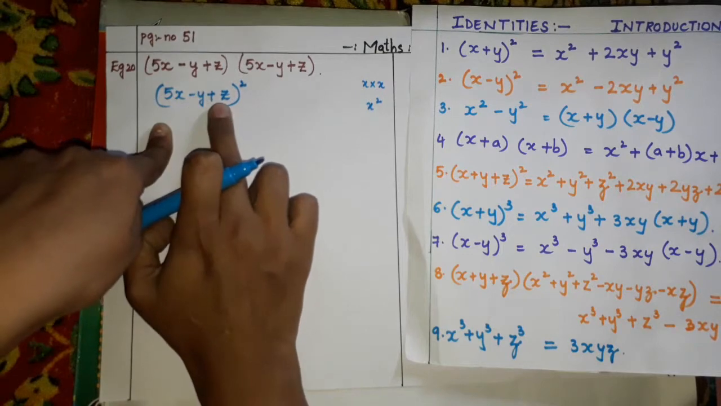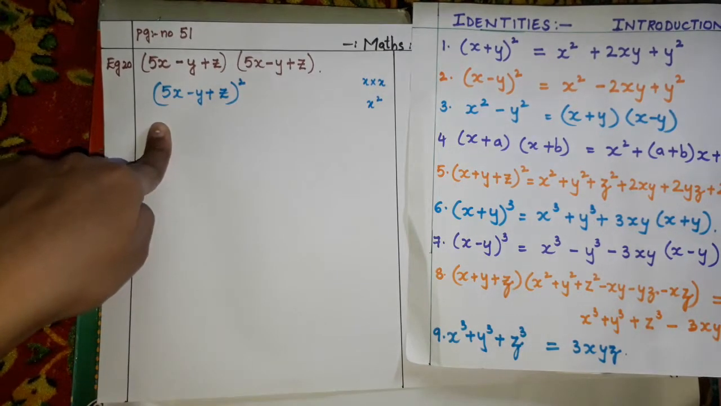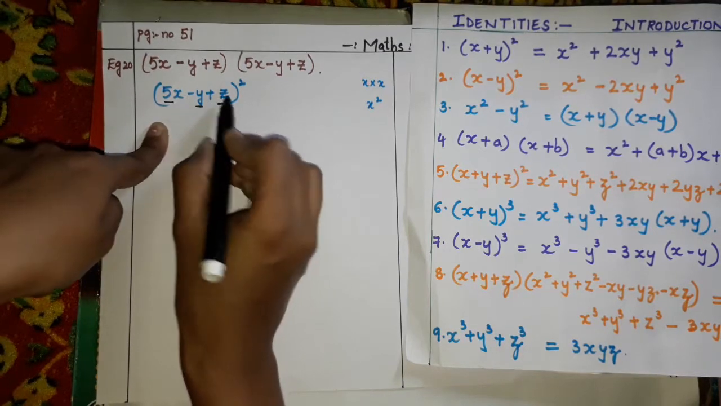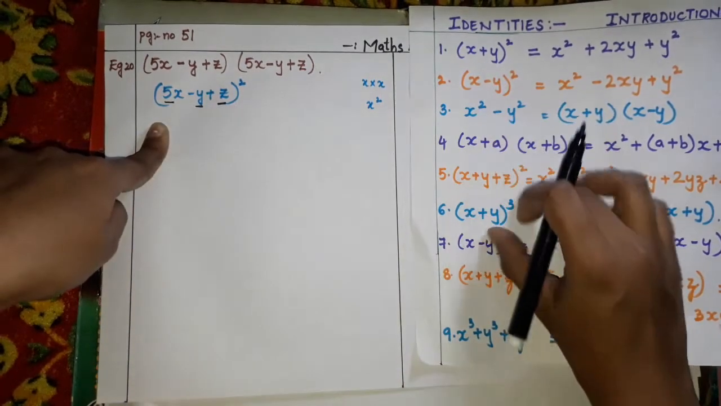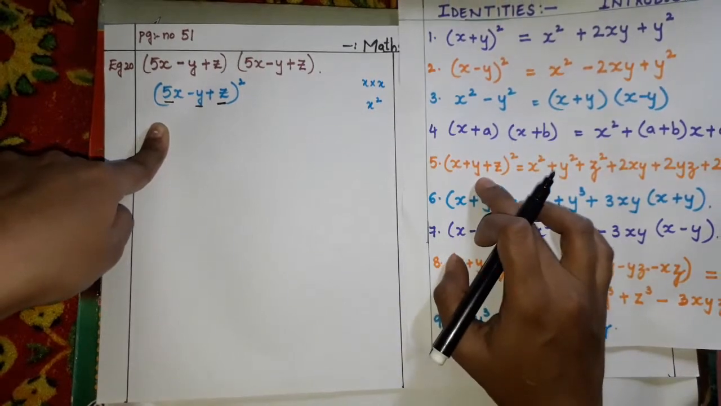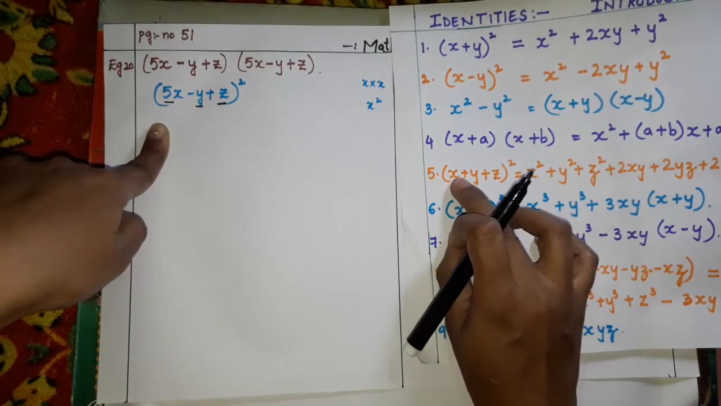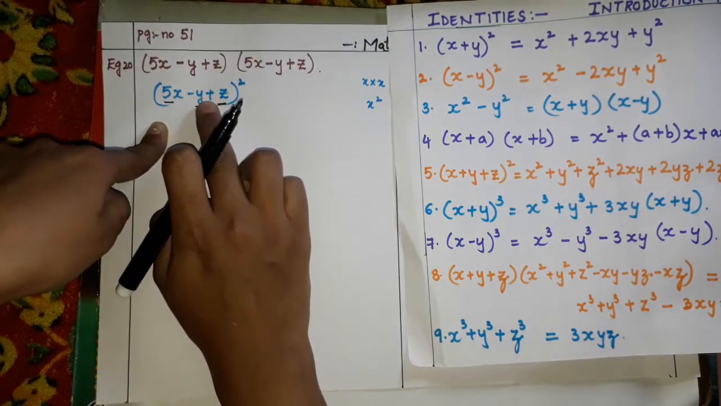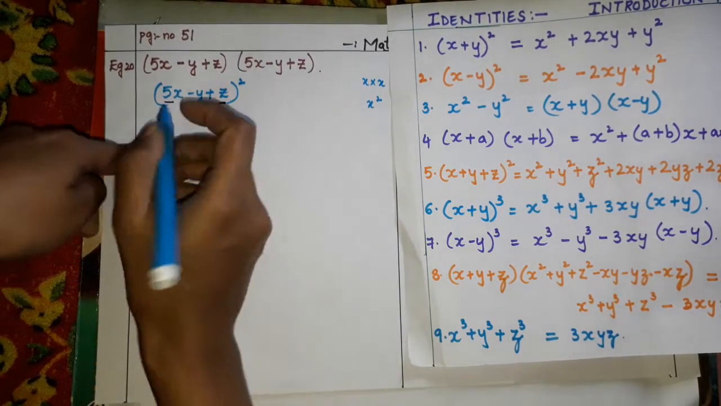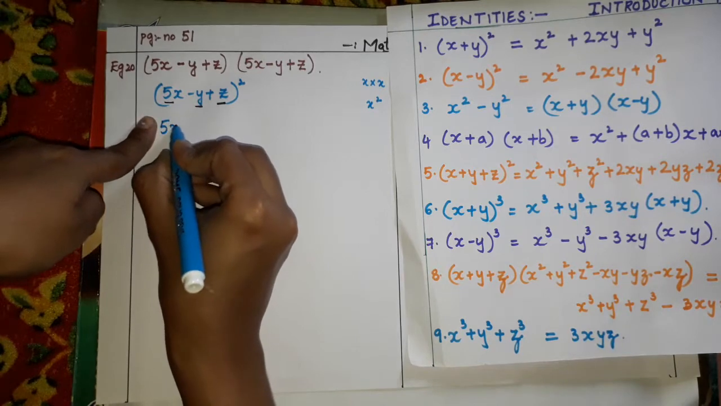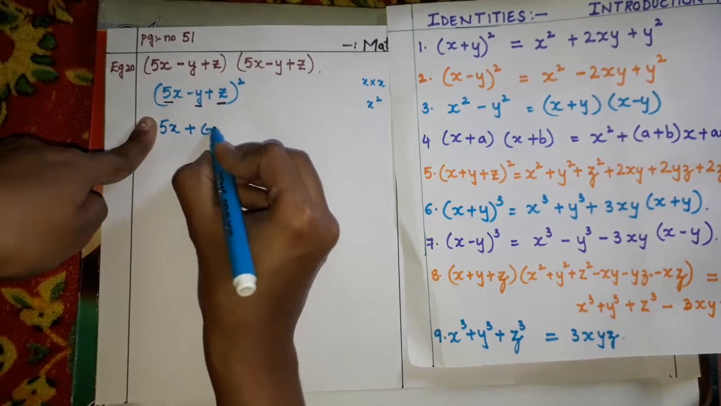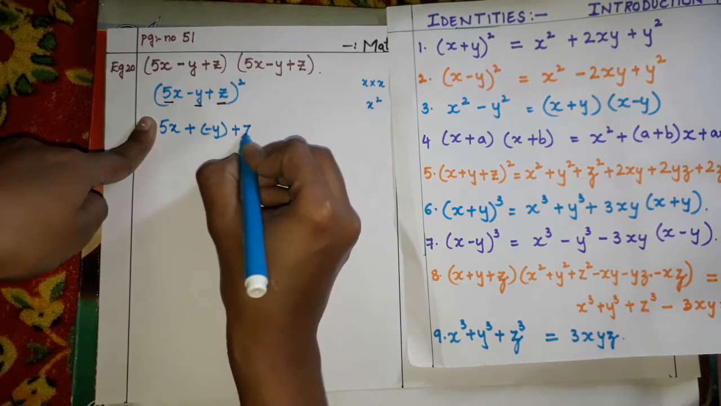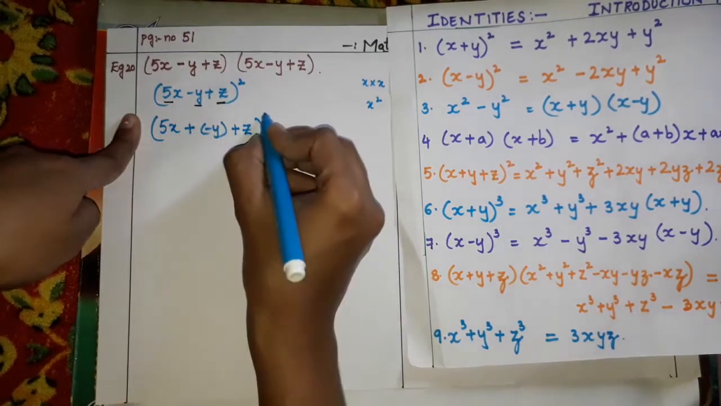Now do we have any formula like this children? 1, 2, 3, three terms are there. What are terms? Plus and minus divide the terms. So three terms are there and a whole square is there. Do we have any identity with three terms? Only this fifth identity, but here we have both plus. So what are we going to do? Here it is minus and here it is plus, so we are going to write 5x plus minus y in bracket, plus z whole square.